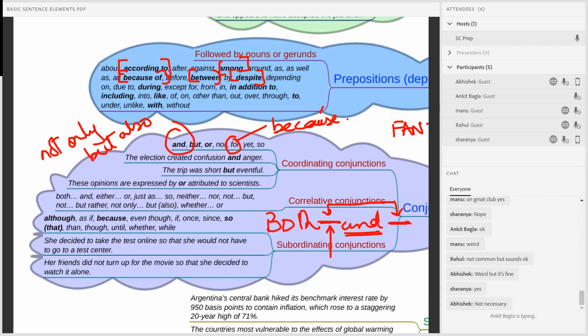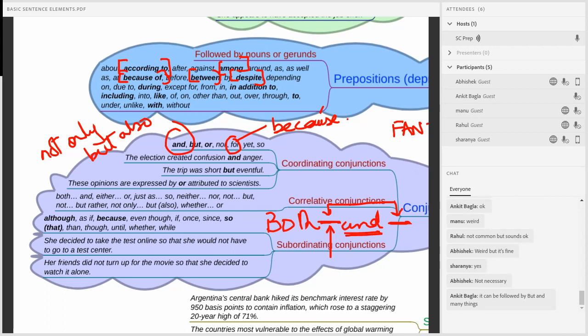Abhishek is saying not necessary. It can be followed by but and many things. Okay, so we've got a few opinions over here. Right. So not only does not necessarily have to be followed by but also, and but also does not necessarily have to come with not only.